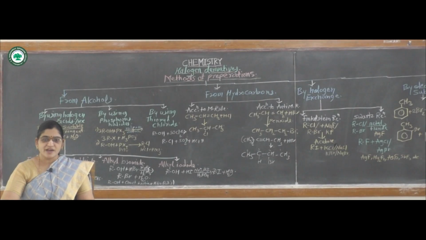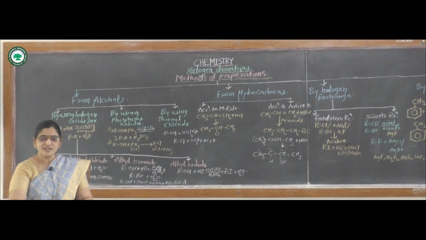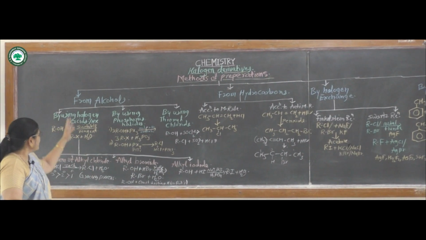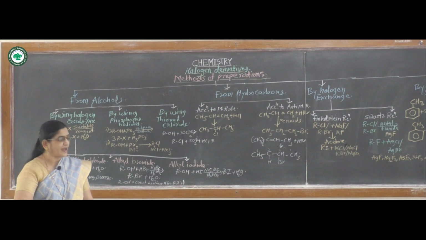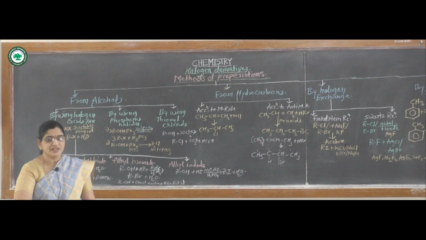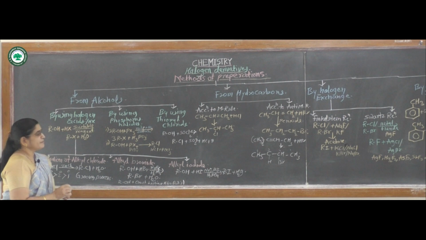Hello student, in the last lecture we saw the nomenclature of halogen derivatives of alkanes. Today we are going to study the methods of preparation of halogen derivatives. There are four methods: first, from alcohols; second, from hydrocarbons; third, by halogen exchange; and fourth, by electrophilic substitution reaction. Then we can proceed one by one.